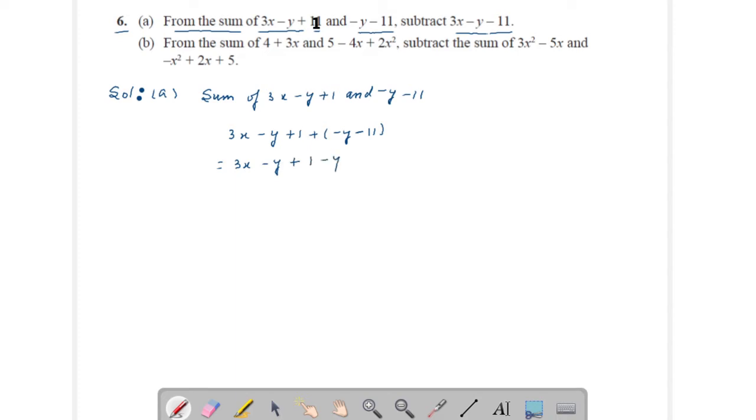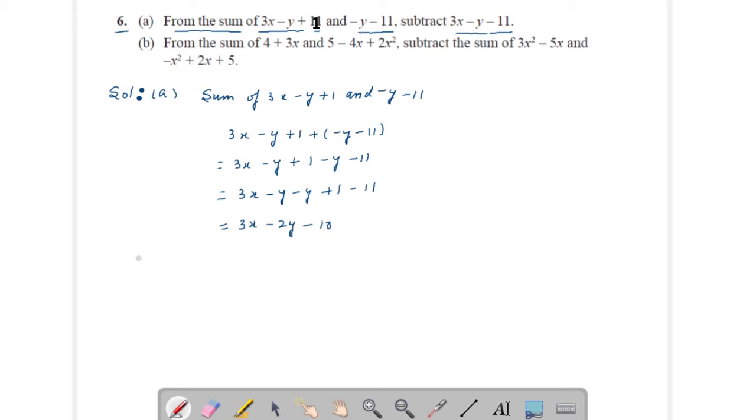minus y minus 11. Here collect the like terms. It is 3x minus y minus y plus 1 minus 11. Solve it. It is 3x minus y minus y, it is minus 2y plus 1 minus 11. It is minus 10.